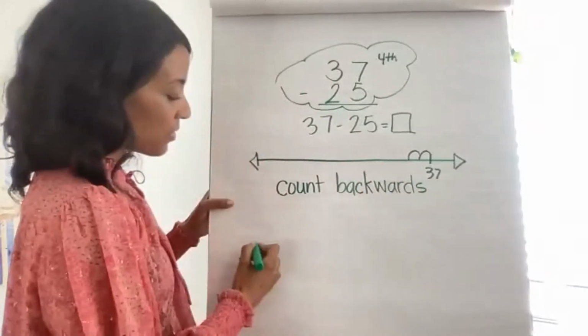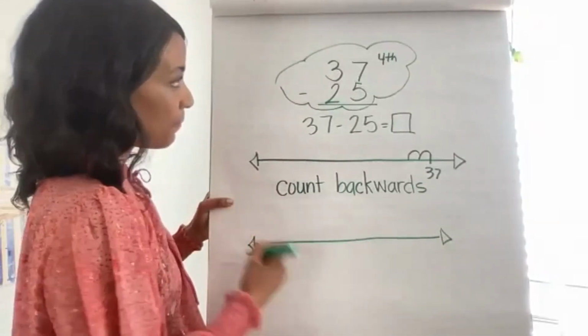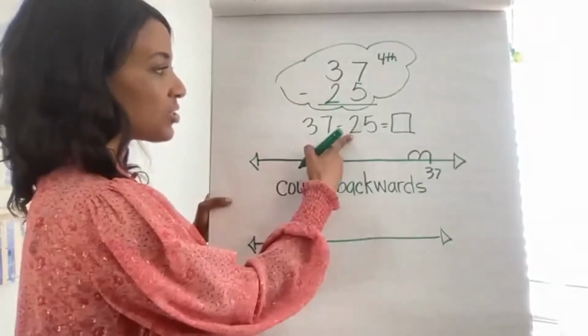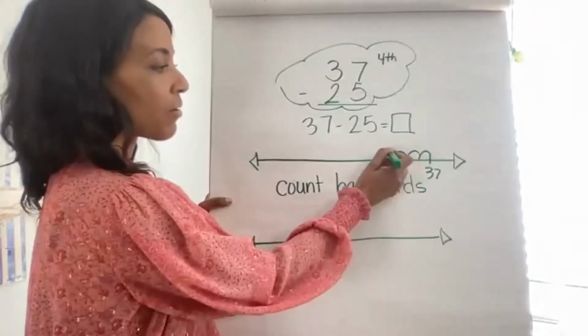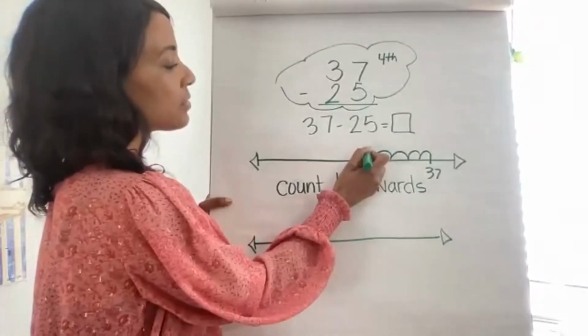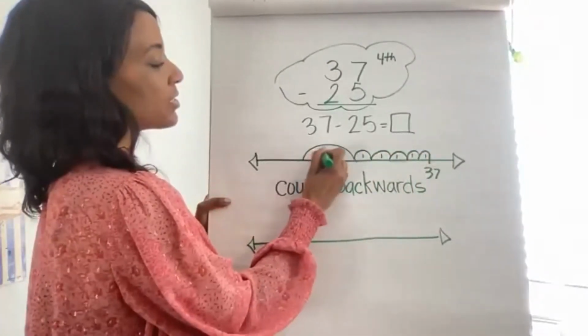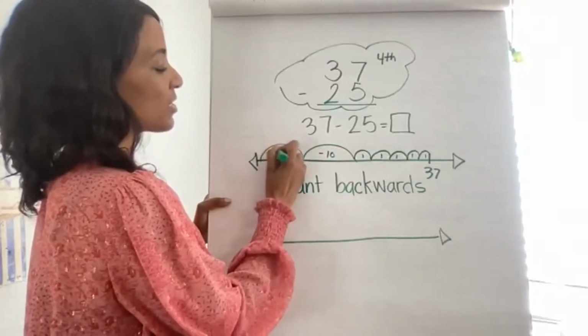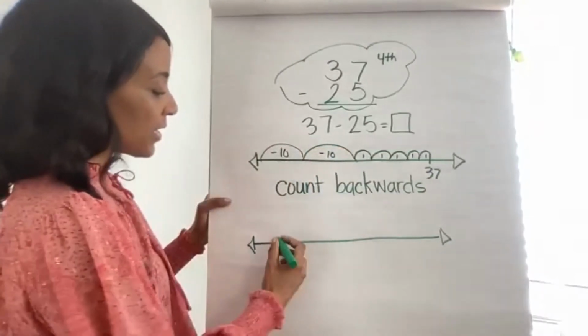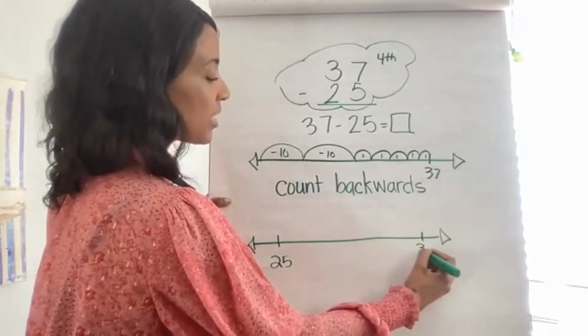The other beautiful thing about the number line, really quick, is that you could do 37 minus 25 on a number line by going backwards and subtracting 25, for instance. 1, 2, 3, 4, 5, and then we could subtract 10, and then we can subtract another 10.